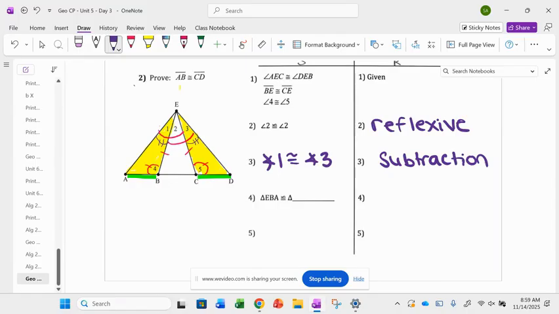So then I wrote triangle EBA. If I wrote triangle EBA, how are you going to match up the other triangle with the right letters? Caitlin? Excellent. ECD. And what is the reason? Is it SSS, SAS, or ASA? Which one of these is it? Noah? ASA, you got it.